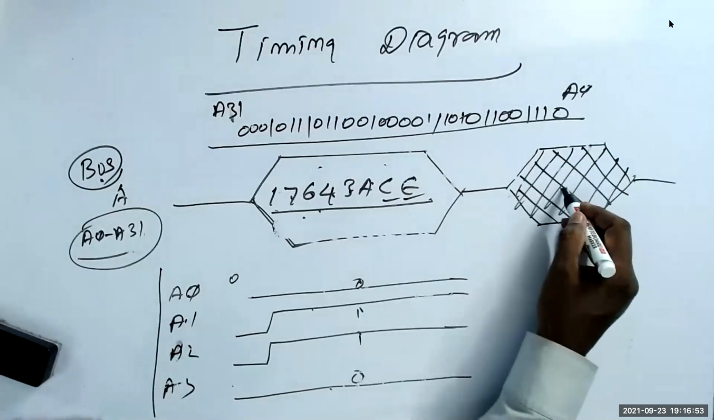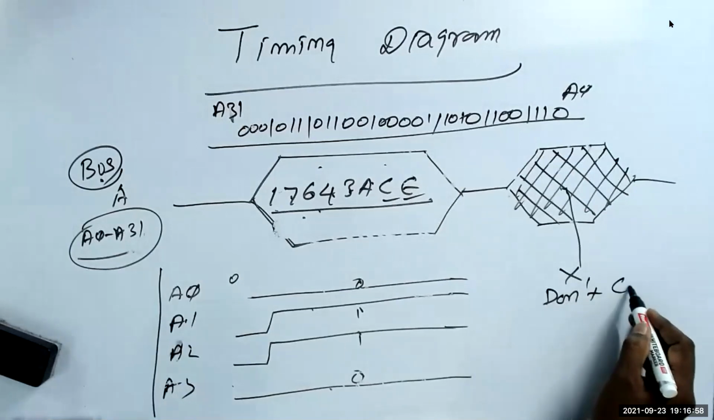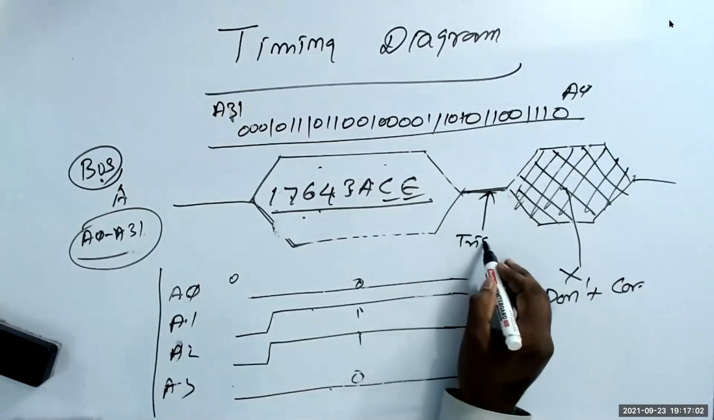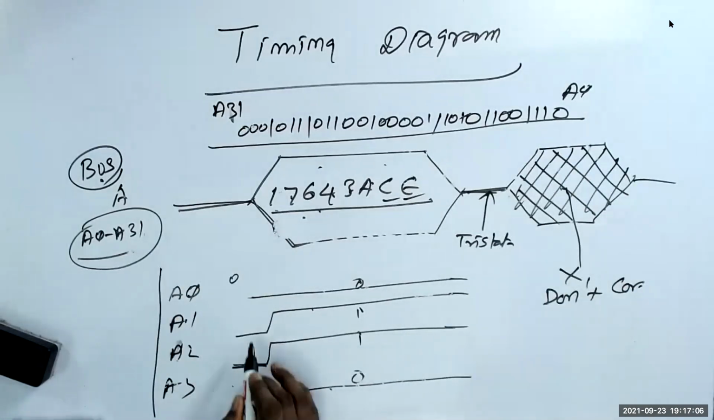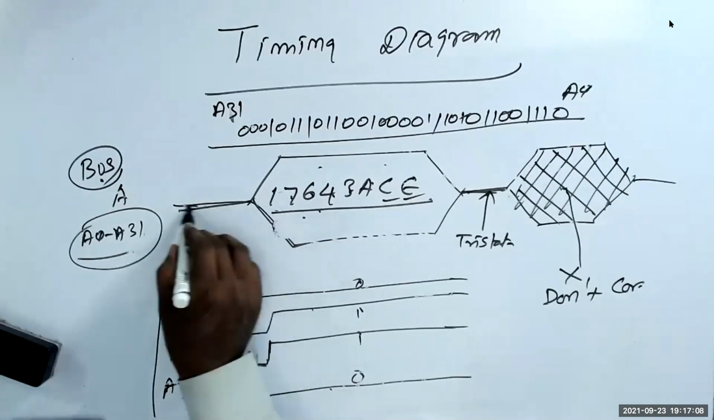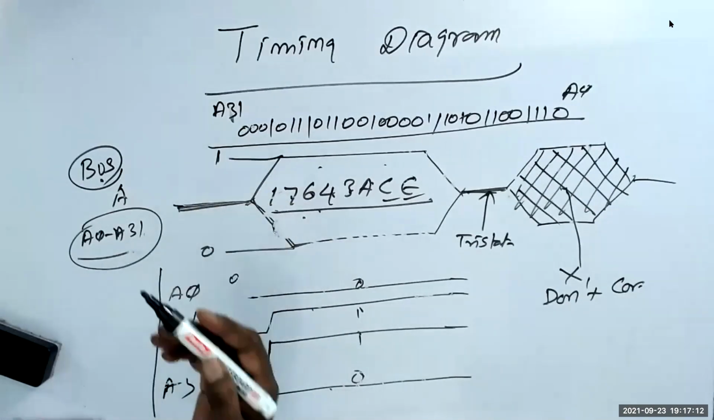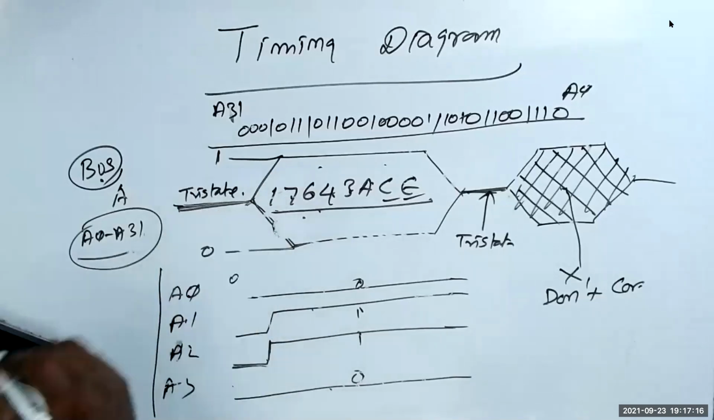You know what is this? This is called X, don't care. You know what is this? This is called tri-state. If it is neither 0 nor 1, this is 0, this is 1, this is neither 0 nor 1. This is called tri-state. That means that nobody is driving the bus.